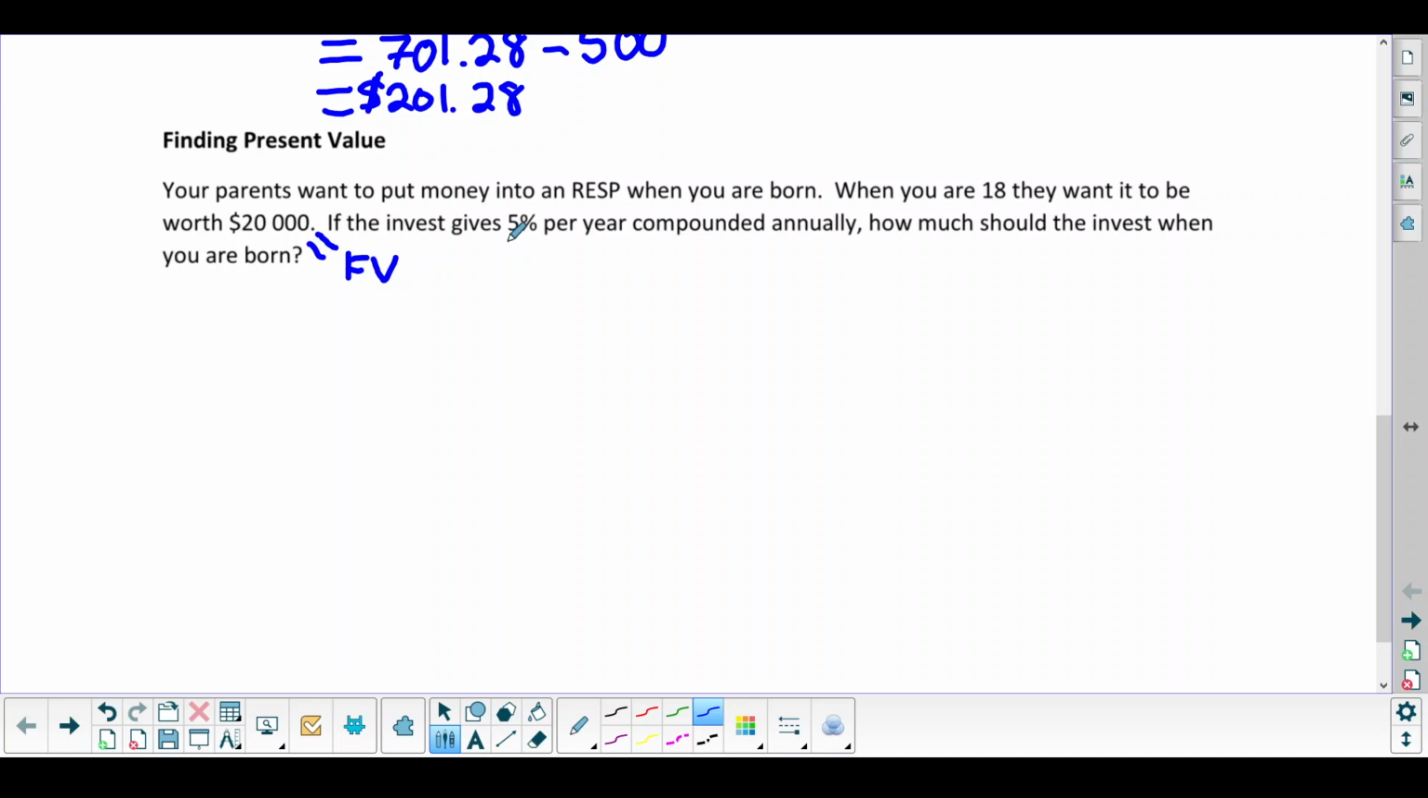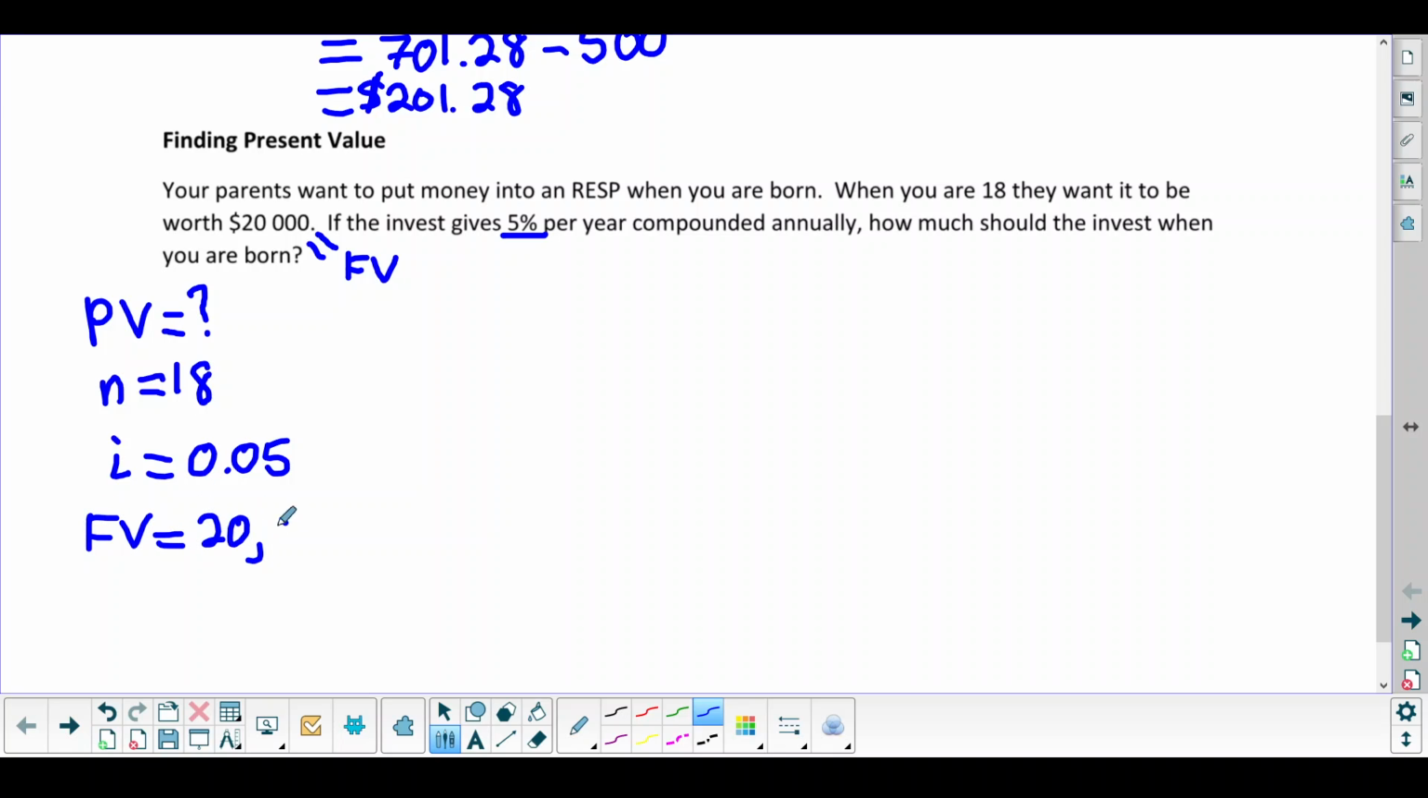If the investment earns 5% per year, compounded annually still, how much should they invest when you were born? So it's asking what the present value, the initial start value of the investment, should be. And when you're 18, we're looking at the time between when you're born and you're 18. Well, that's 18 years, right? So n is going to be 18. Our interest rate is going to be 0.05, that's 5% as a decimal. And our future value is going to be $20,000.